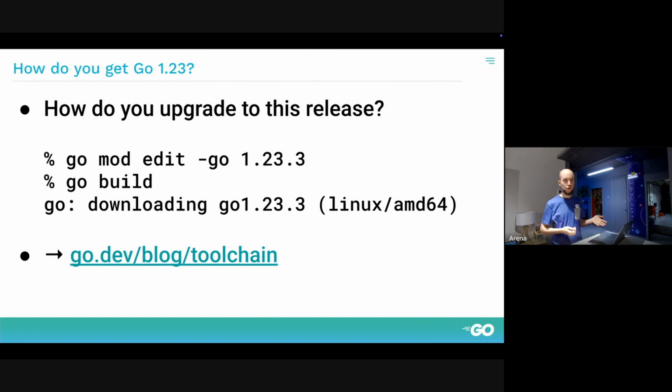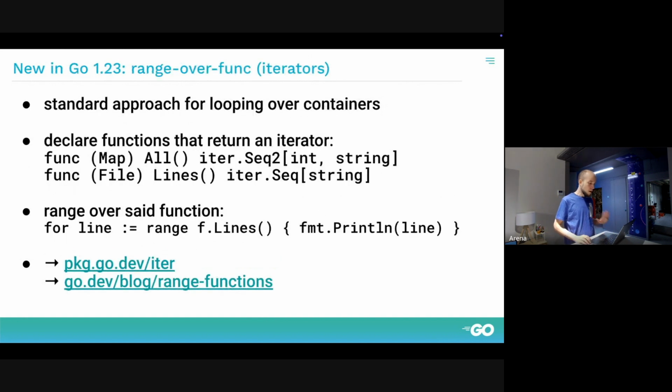And that's what we call toolchain management. Of course, you can also opt out if that is too magical for you, but I personally find it a great convenience and I use it in all of my projects. If you want to learn more, go.dev/blog/toolchain is where you can find more details. All right, so let's talk about range over func.